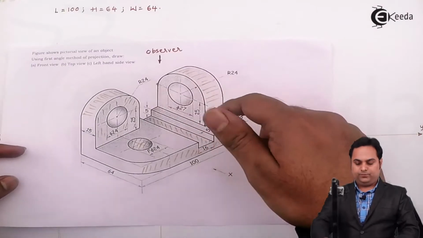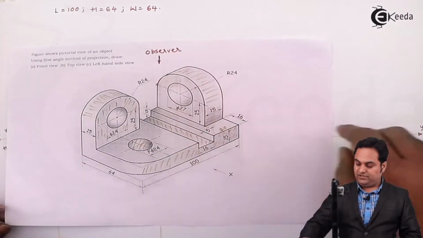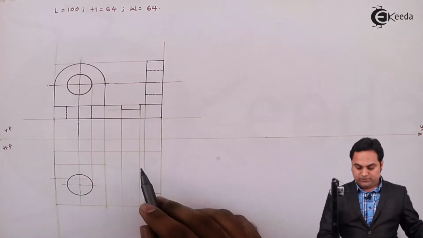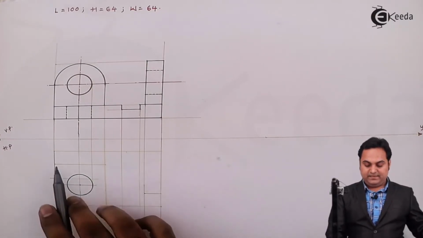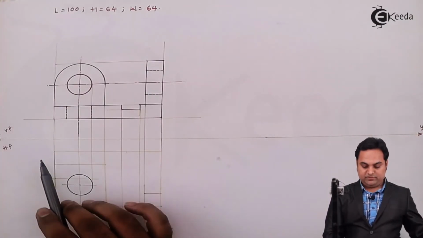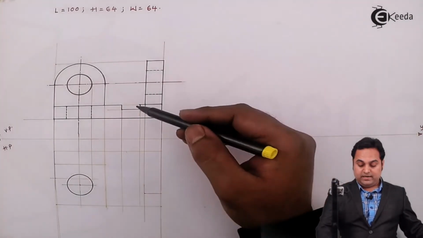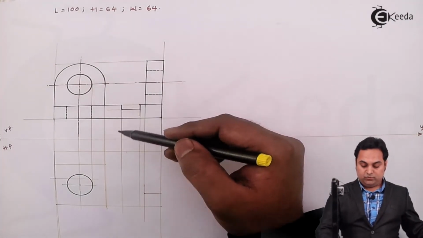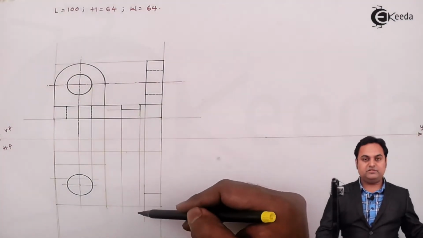As we look from the top, this semicircular part, which is the thickness, is visible. So that will be made dark. And again, this semicircular part, which has width 15, will also be visible. So it will also be made dark. At the same time, this groove, which is cut inside the plate, will also be visible. So dark.